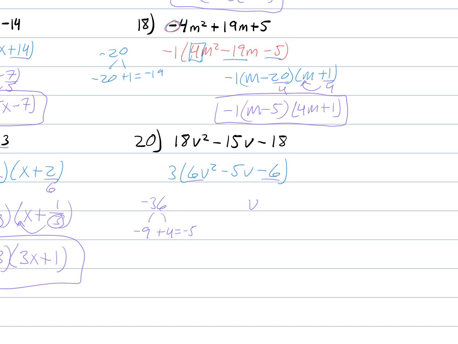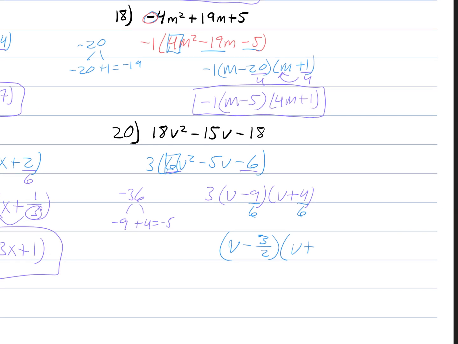All right, so I'm going to do a v minus 9, v plus 4. All right, don't forget about the 3 up front. We had a 6 on the inside of our parentheses, so I'm going to divide both of these by 6. And then simplify as much as you can. These are going to simplify to v minus 3 over 2 and v plus 2 over 3.